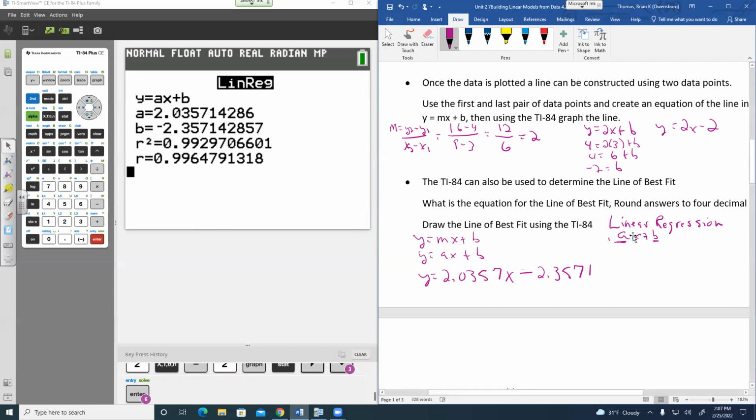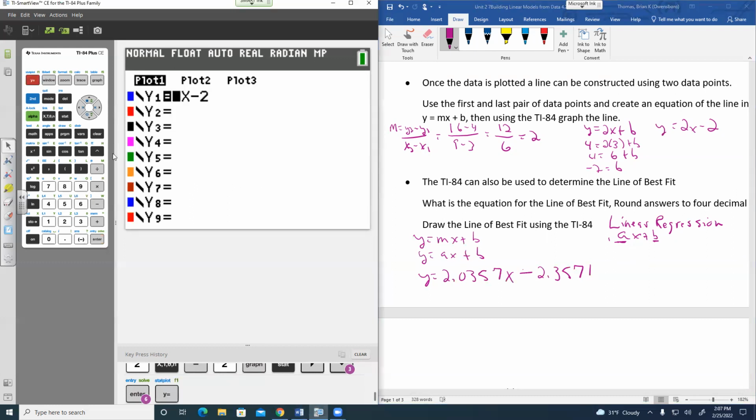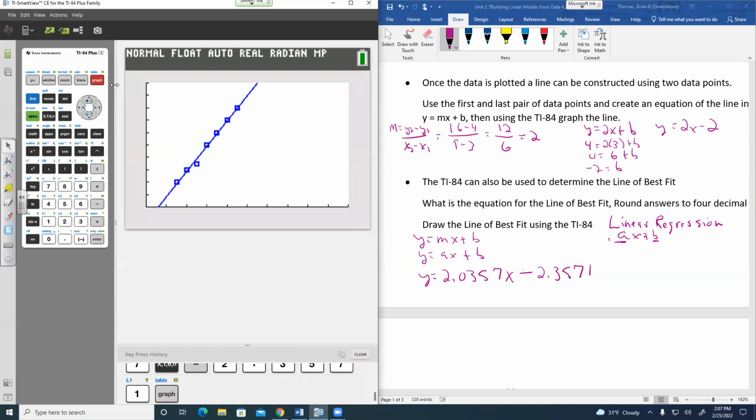So what I can do now, if I want to, is graph the line of best fit. At y equals, I can clear off my line, and let's see if this is any better than the one we had. 2.0357. It should be better than ours because it's out to 4 decimal places. We didn't go out 4 decimal places. Minus 2.3571. If I graph that, notice how there's not much difference between our line and that line because those are still very, very much the same. So the line of best fit would be very similar to our line.